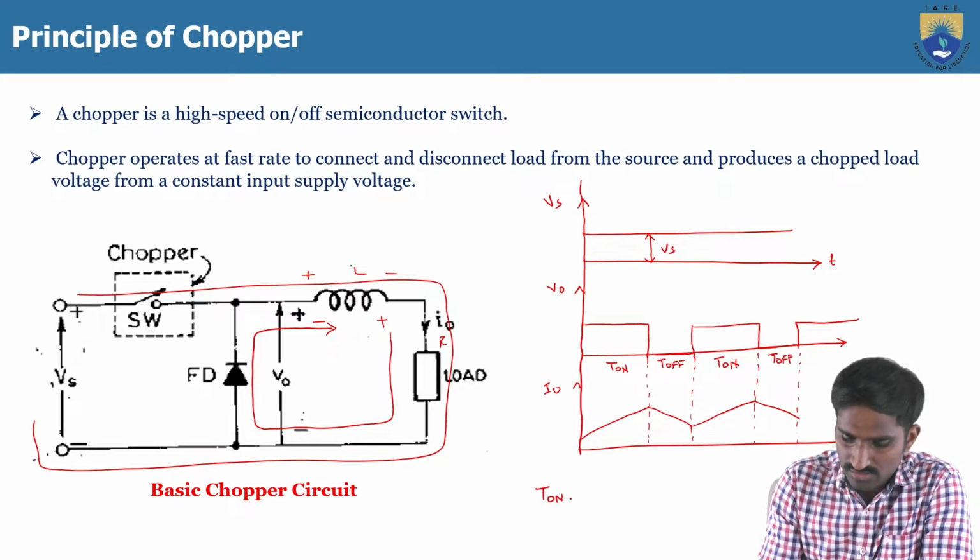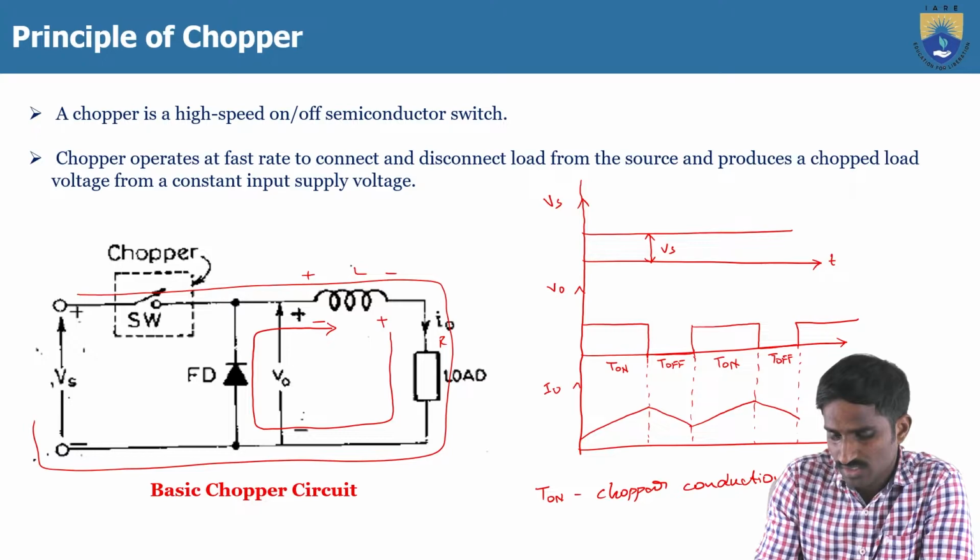Here T on is the chopper on period, or the chopper conduction period. And T off similarly is the chopper off period.